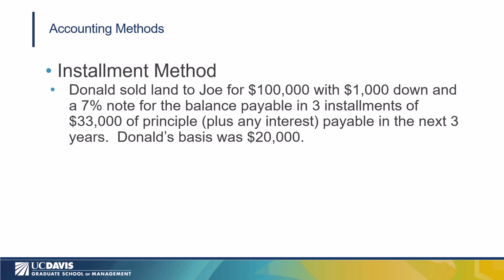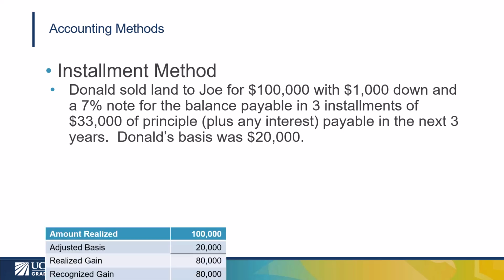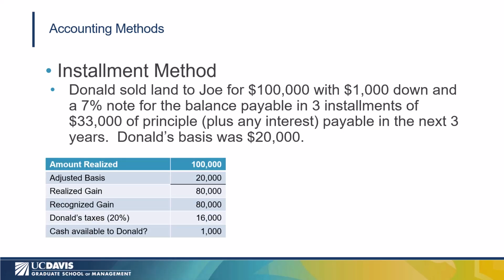Donald sold land to Joe for $100,000, and he collected $1,000 down and a 7% note for the balance, payable in 3 installments of $33,000 of principal plus any interest over the next 3 years. Donald's basis in the land was $20,000. So what does this gain or loss look like? Well, here it is, right? Amount realized is $100,000. That's the $1,000 down plus the note that's worth $99,000. Adjusted basis of 20, a realized gain of 80.